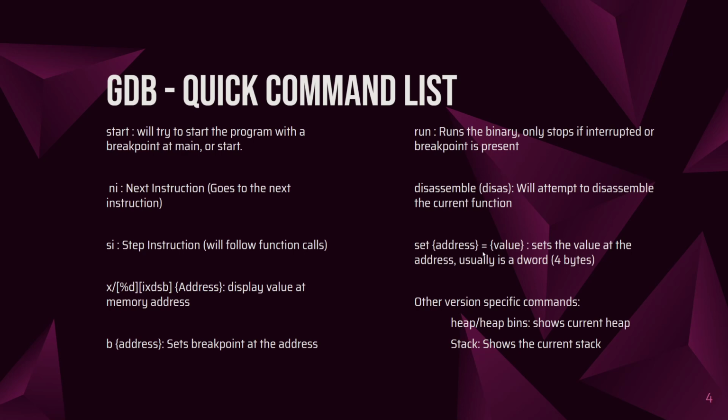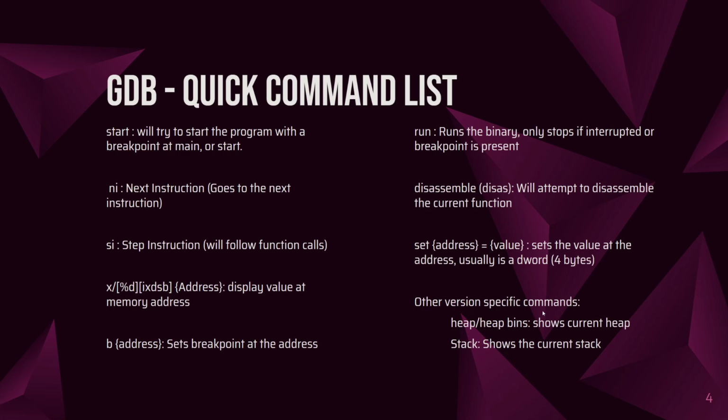Set address and then the value. This sets the value at the address. It's usually default to a D word, so 4 bytes. In a lot of 64-bit binaries, you want to typecast the address to an unsigned long or void pointer, so it actually sets 8 bytes. We'll probably talk about that at some point in the future, but right now it's not too important.